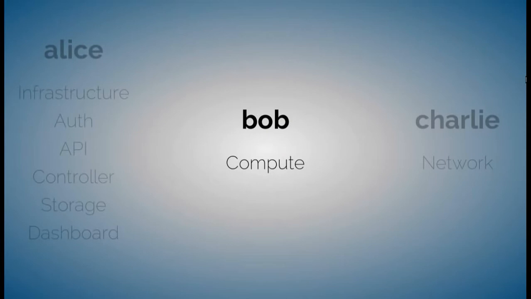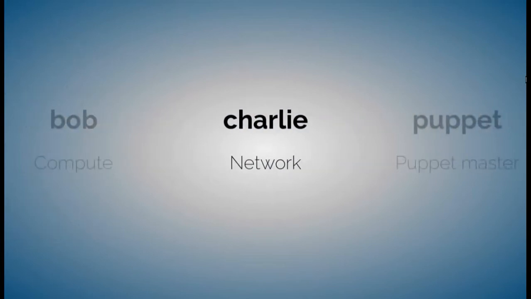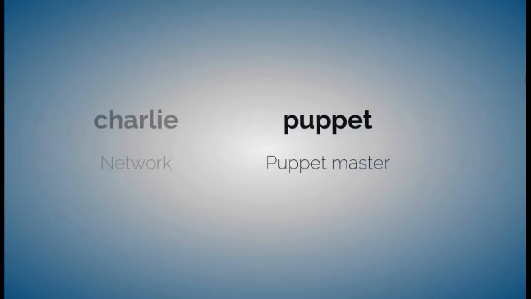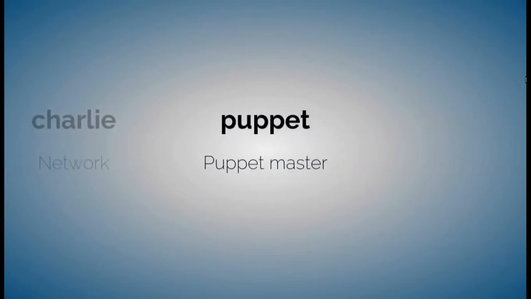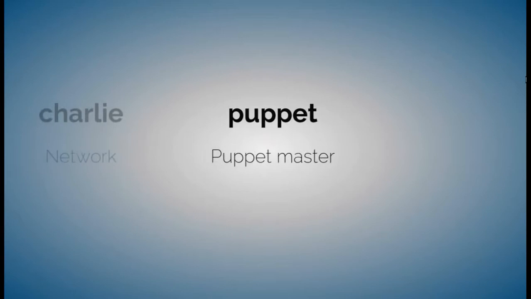Then we have our node Bob, that's our compute node, and Charlie, that's our network node. And because we want to deploy all of this in a sane and automated fashion, we also have a Puppet Master node, which by convention we simply call Puppet.